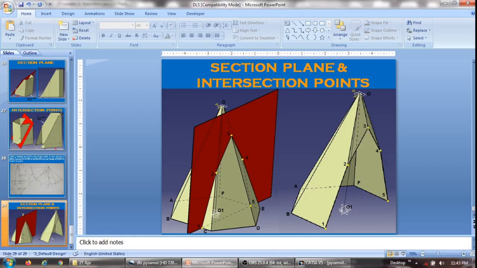So this was a problem where you had a hexagonal pyramid cut by a section plane which is perpendicular to VP and a distance of 8 mm from the axis. So please practice this problem as it is one of the very important problems, and I'll see you again with another video on development of lateral surface.